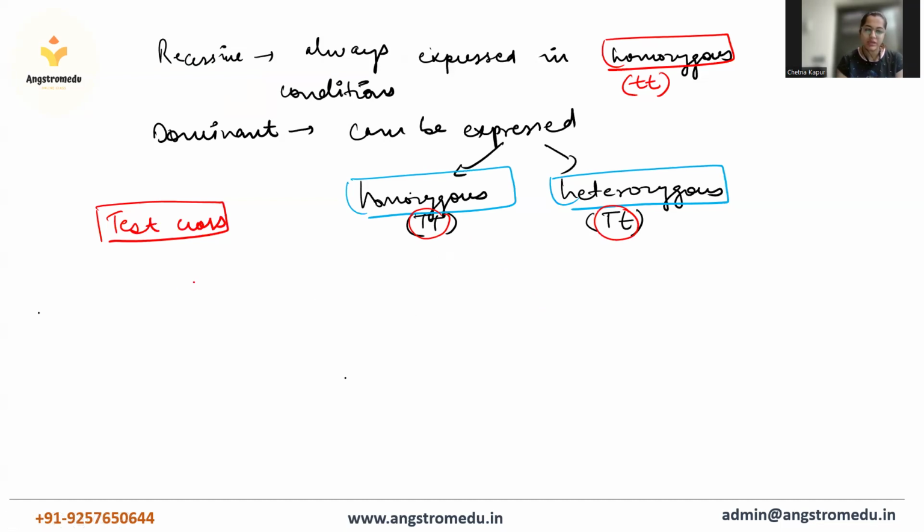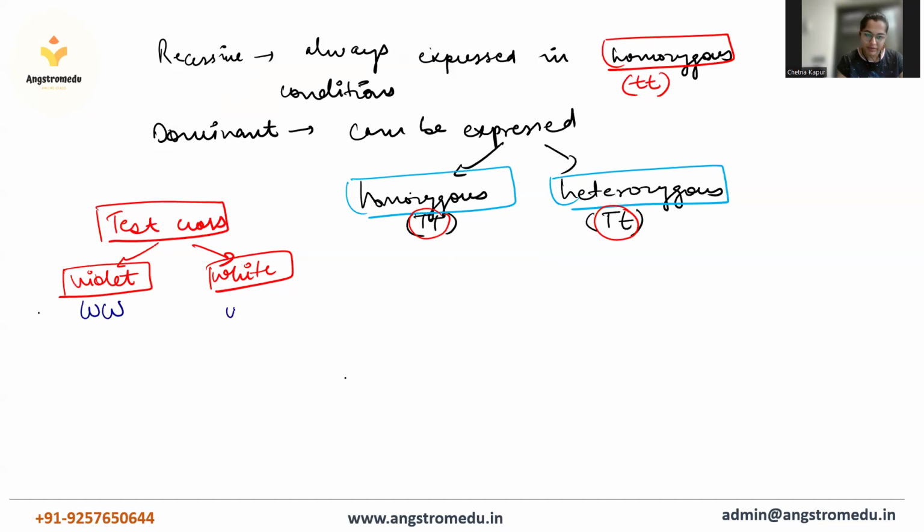So how will we do the test cross? We will take the recessive trait on the upper side. Let's take another example: violet flowers and white flowers. I hope you know that violet is dominant over white in the pea plant. The violet is represented by capital W, capital W. The white is represented by small w.